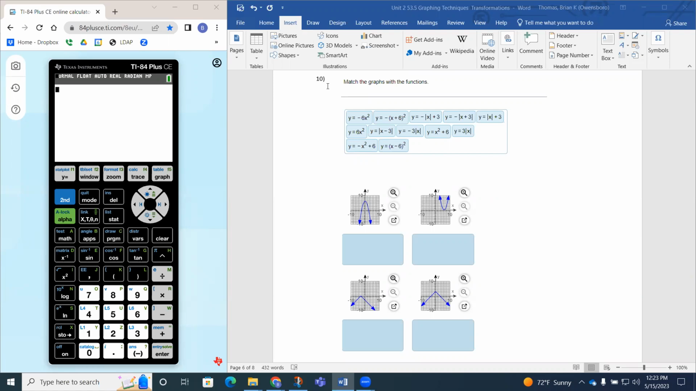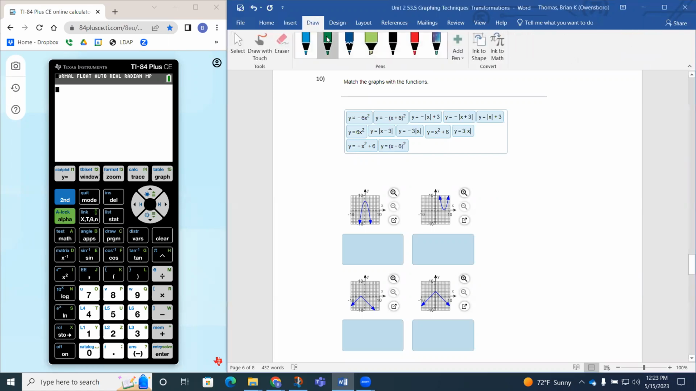So we want to match the graphs with the functions. We have four graphs, but they gave us a bunch of functions to deal with. You're supposed to do some drag and drop. I'm not going to drag and drop, I'm just going to write them in. Really, you have to look at the graphs first.